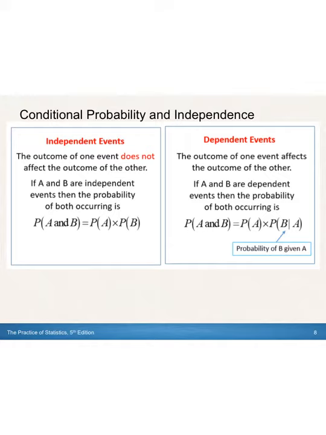Independent events means that the outcome of one event does not affect the other. And if that's the case, all you have to do is multiply the probability of A and the probability of B, because they're completely independent of one another. We're going to be looking at situations that are independent, and we're going to be looking at situations where you take the probability of A and then the probability of B given A, which is going to be a little different. So we're going to talk about that, and it depends.